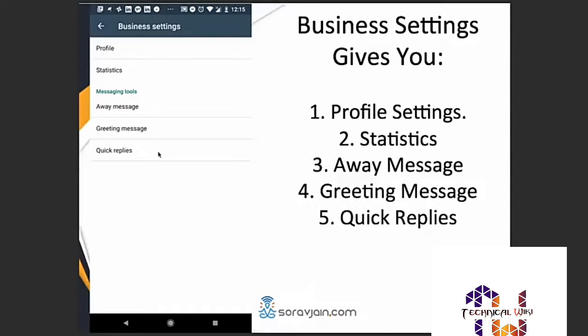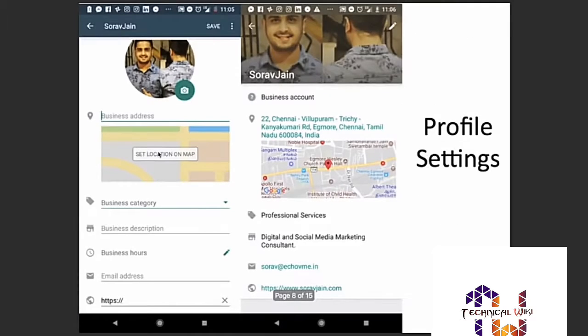Business settings gives you 5 important things. It gives you profile settings, statistics, away message, greeting message, and quick replies. Now I will be putting across those important things which actually make sense for us. It is also the differentiating factor between WhatsApp for personal reasons and WhatsApp for business. Let's look at profile settings.